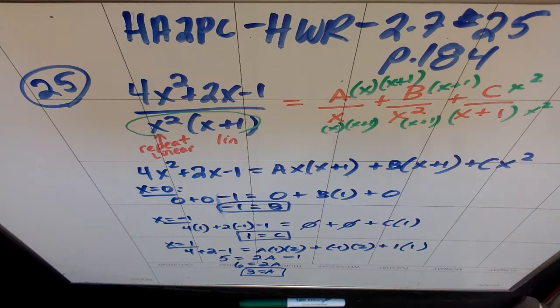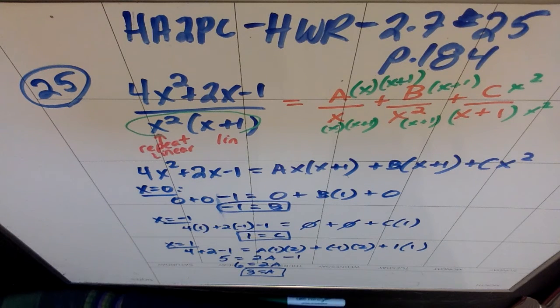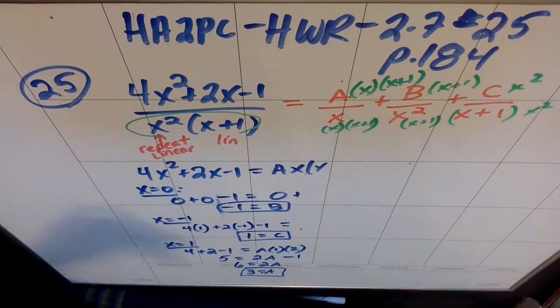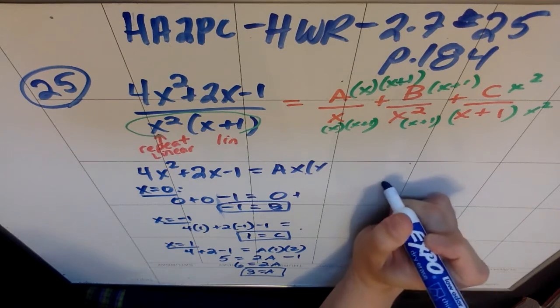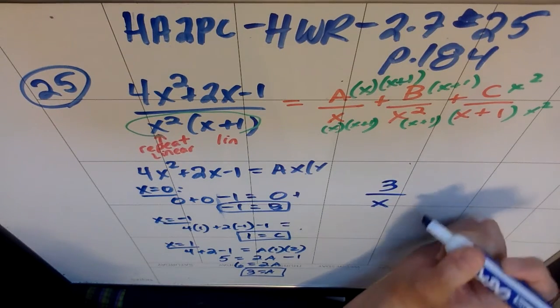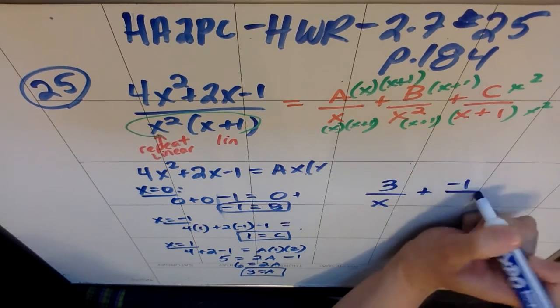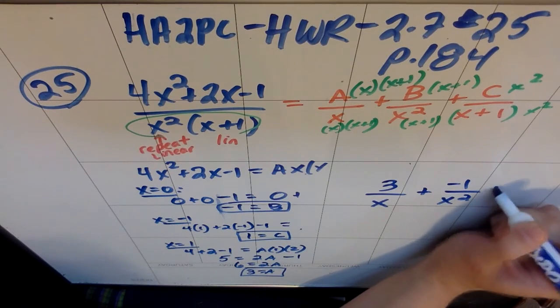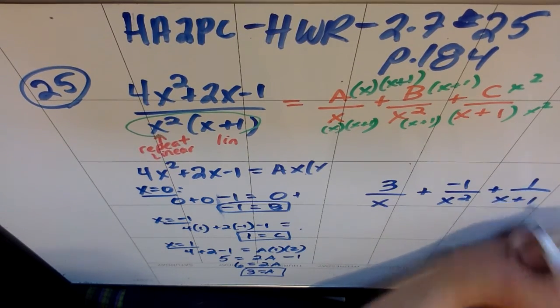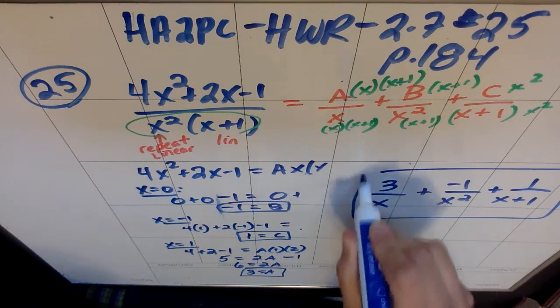So now that I know my A, B, and C, my job is just to plug back into my original expression with my A, B, and C. So I'm going to give myself a little bit of space by erasing over here, and that makes my final answer 3 over x, because that was A over x, plus my B, which is a negative 1 over x squared, plus my C, which was a 1 over x plus 1, and that should be my answer.